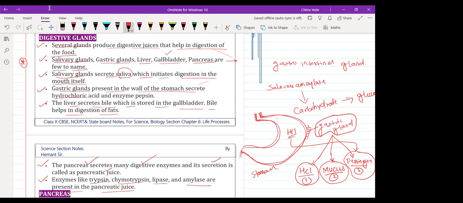Okay, done repetition. So just take a screenshot of that picture also. This is a J-shaped stomach. This is our stomach.